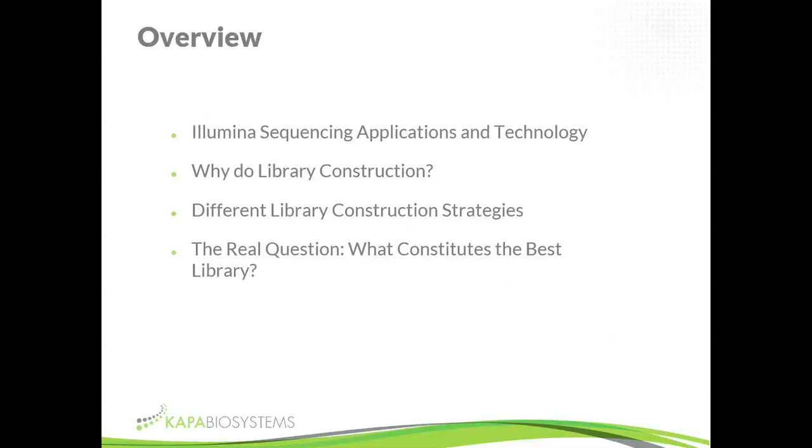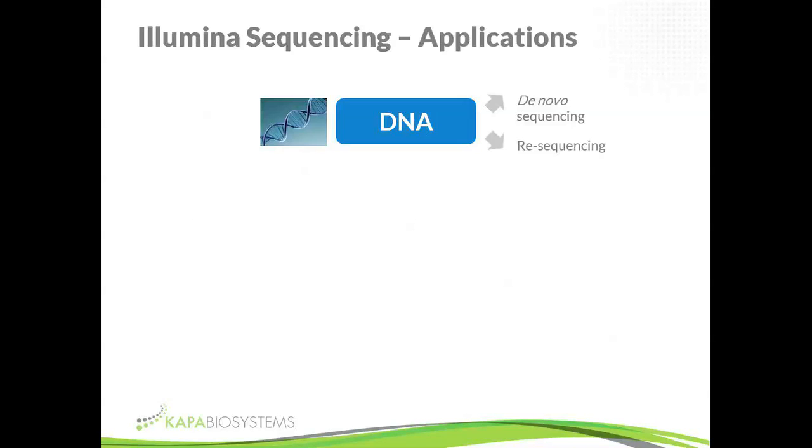And so on a very, very high level, Illumina sequencing is a next generation sequencing technology that allows us to sequence DNA. And so we can either sequence new things, which is called de novo sequencing, or we can sequence things that have already been sequenced, which is broadly referred to as resequencing.